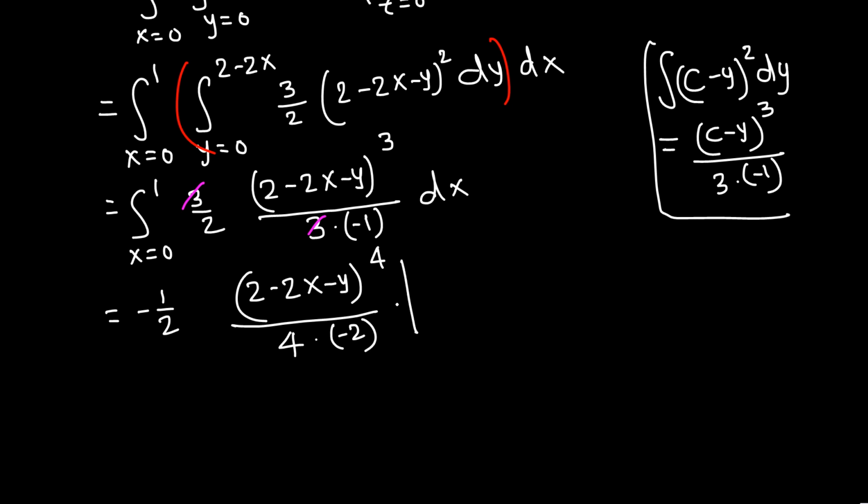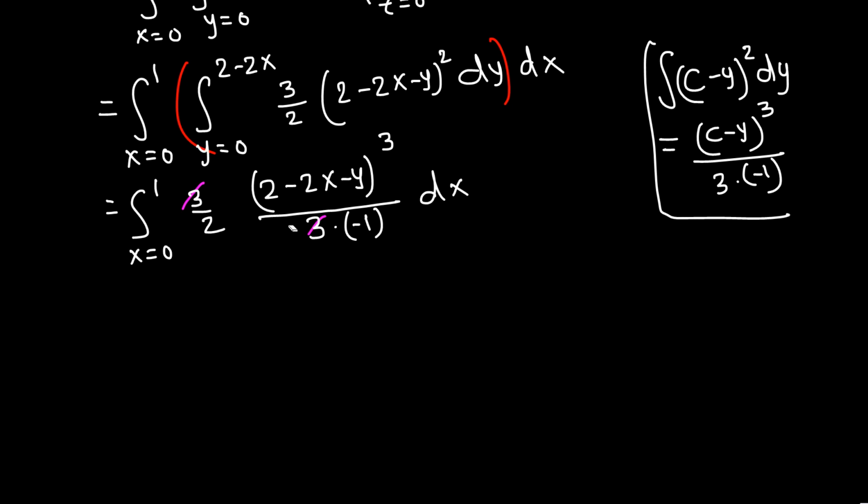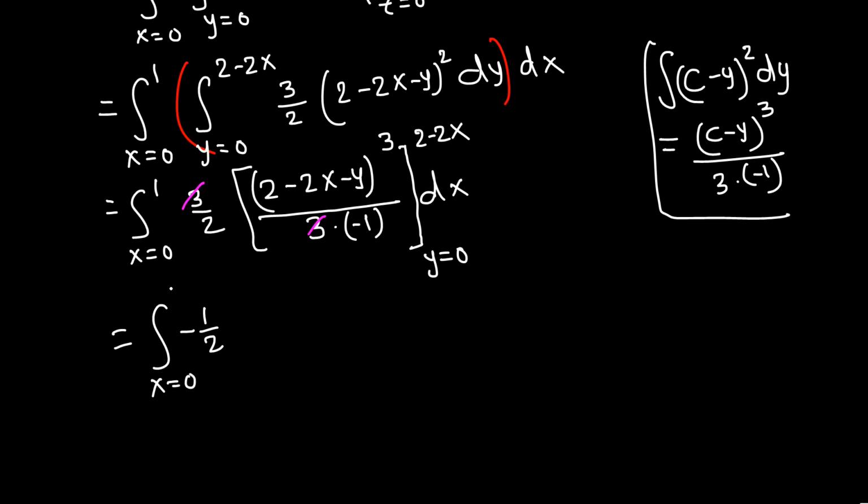Okay, and we need to evaluate from where to where. Oh, I integrated but I forgot to evaluate at y equals 0 and y equals 2 minus 2x. That's a mistake, I was going too fast. Here, this part we can still cancel. Y from 0 to 2 minus 2x. So this 2 times negative 1, we can still pull negative 1/2 outside. X from 0 to 1.